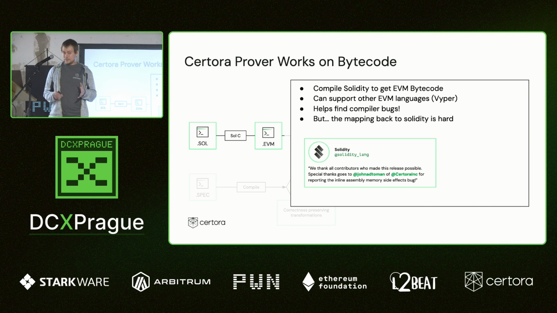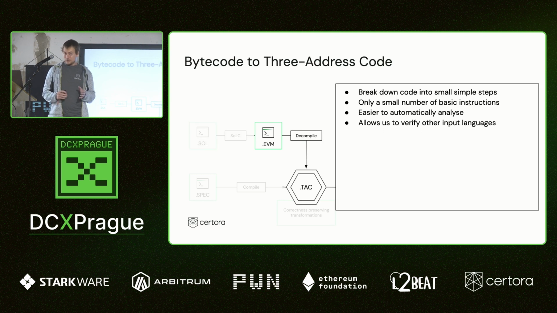Next, we take this bytecode and convert it to our custom code representation. We call it 3-address code, and the motivation is to make it easier for the prover. Because of this 3-address code, it's simpler. It uses only a small number of instructions. These instructions are easy, so it's easier to automatically analyze these programs, and it also allows us to support other inputs. Everything that compiles to EVM can be supported by our tool, and if you compile, let's say, Solana to our 3-address code, you can also verify it using our tool. So that's the motivation for having our custom 3-address code representation.